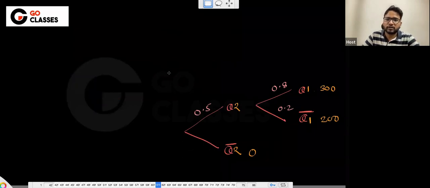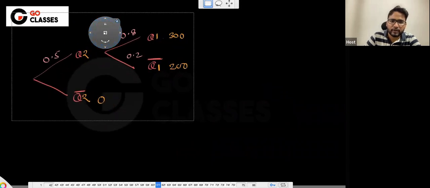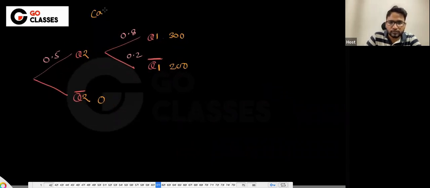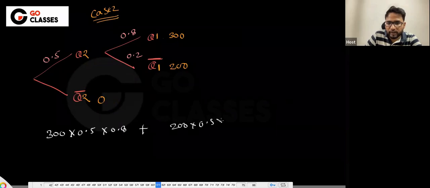Okay, so this is your case 2. Now can you calculate the price that is coming out to be? Let me say this is case 2. This is coming out to be 300 into 0.5 into 0.8 plus 200 into 0.5 into 0.5.